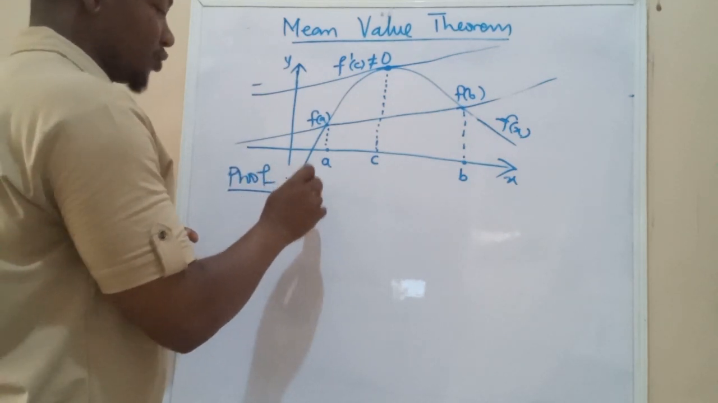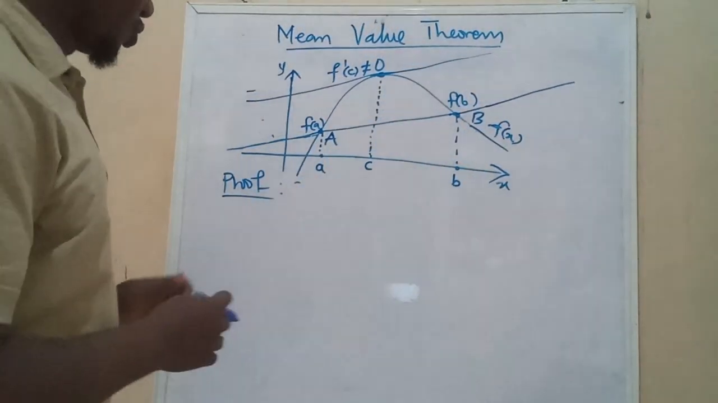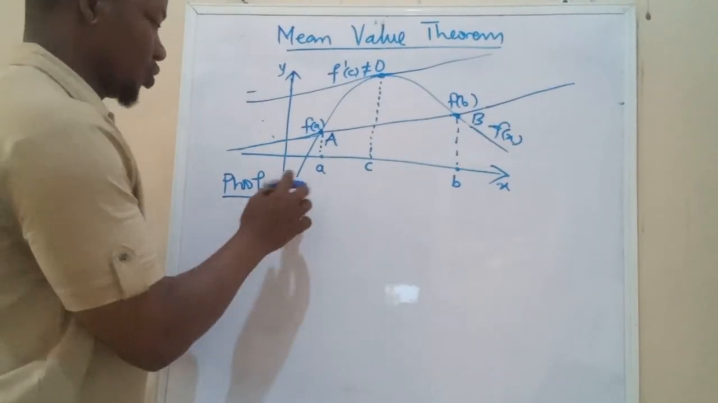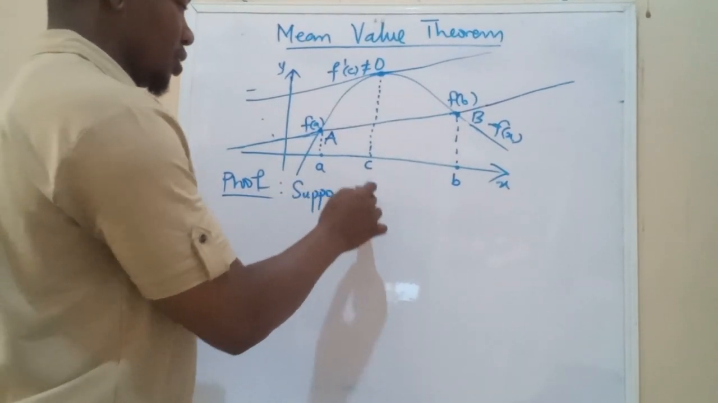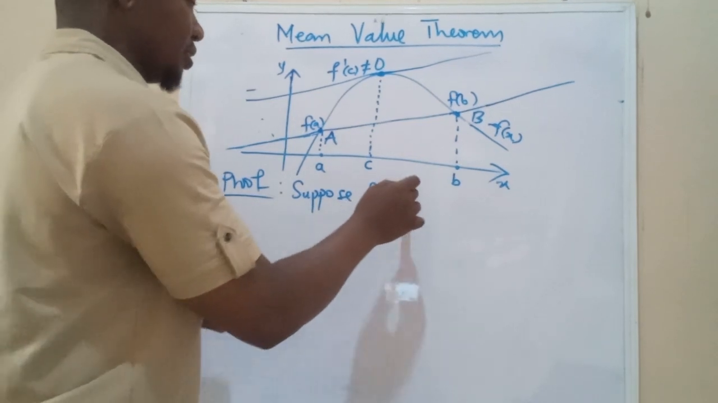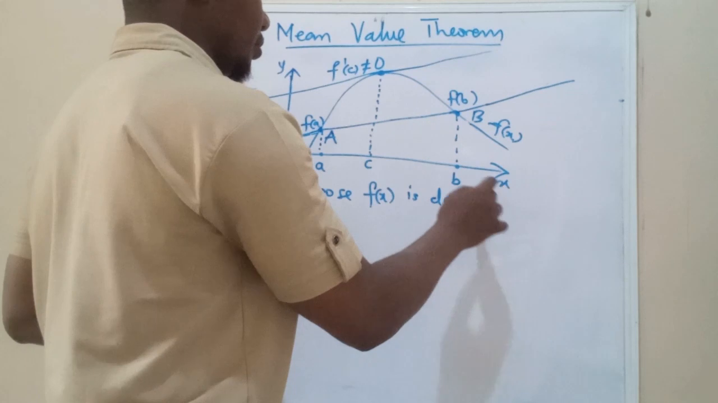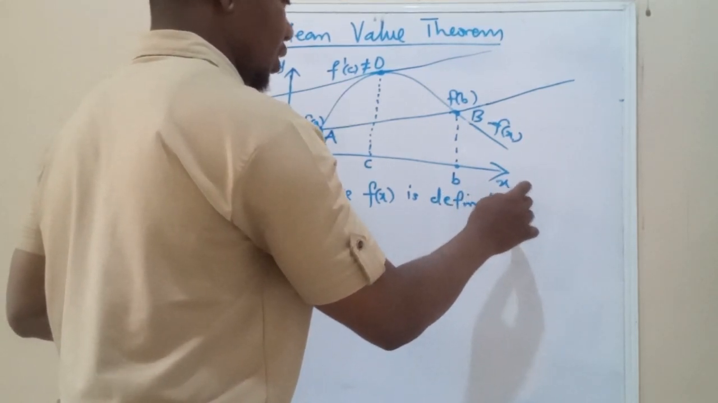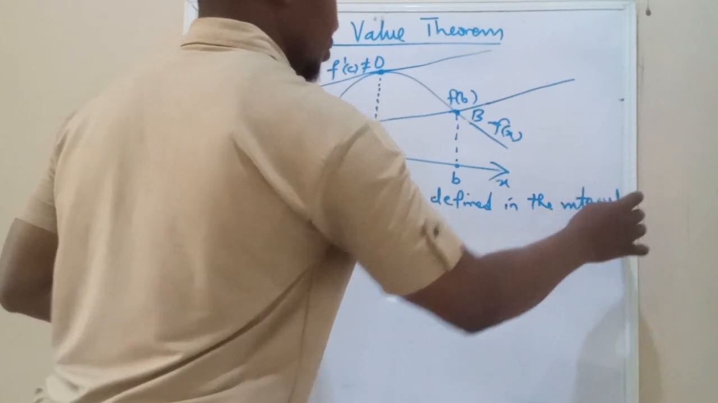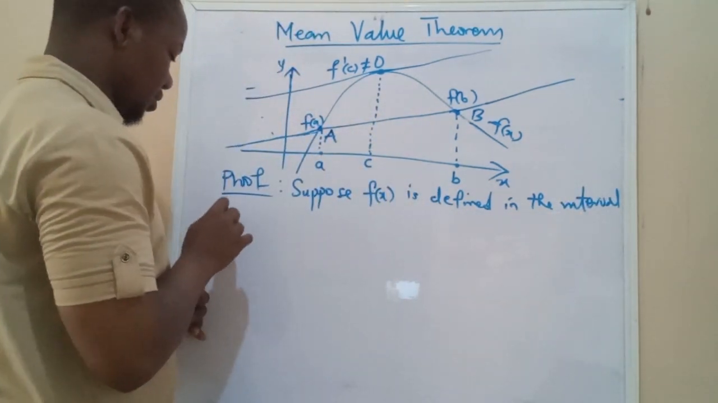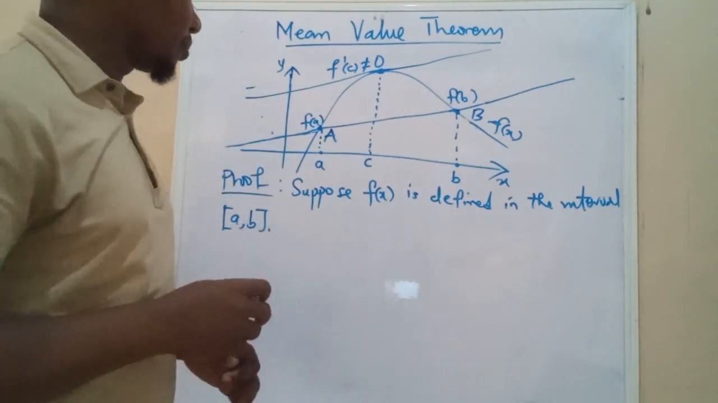Okay, as we have it in the theorem, we say, for the proof, suppose f of x is defined in the interval a comma b. That is the closed interval as we have it in the theorem.